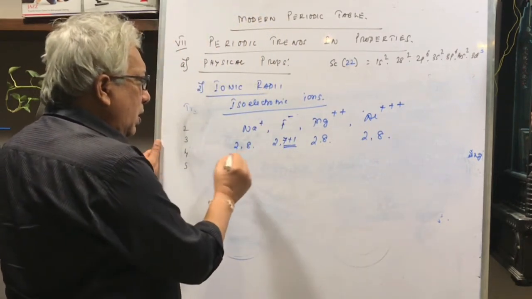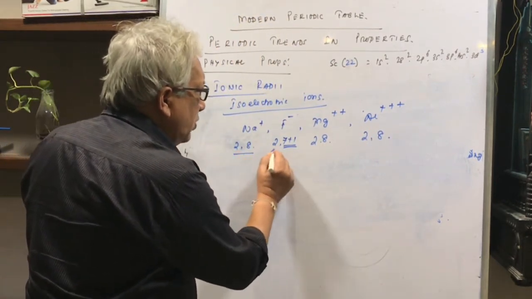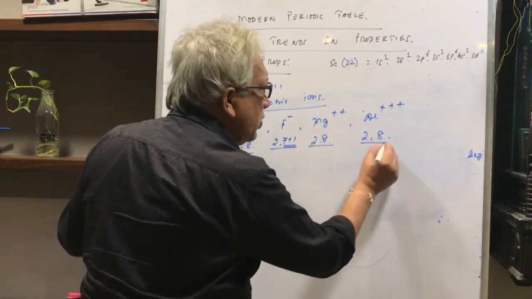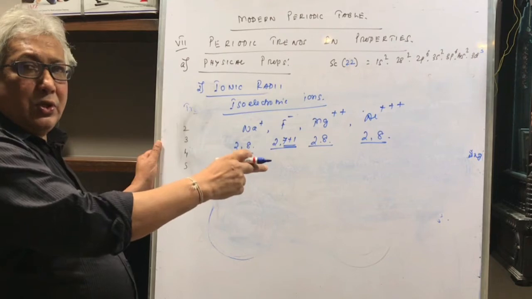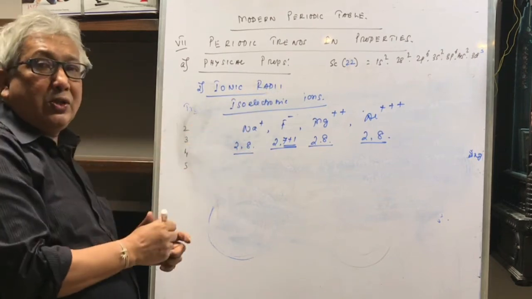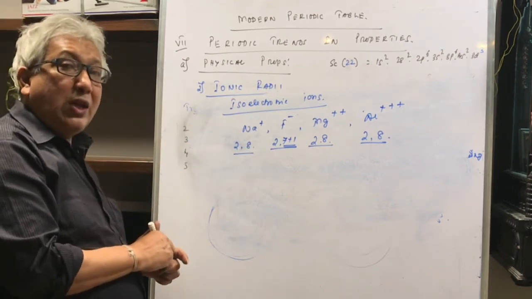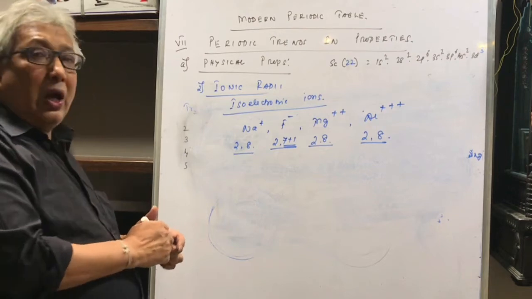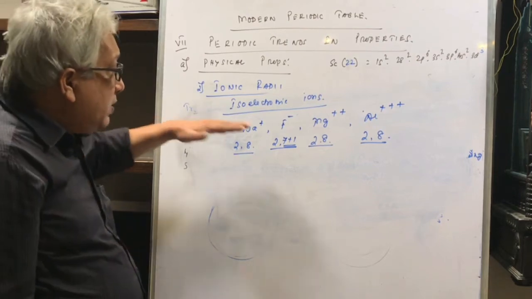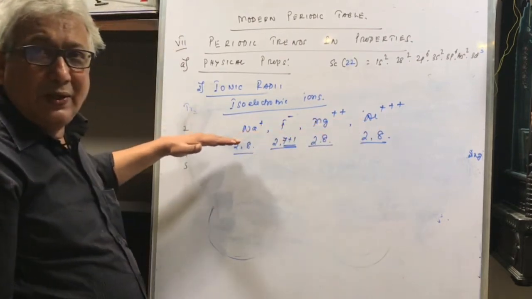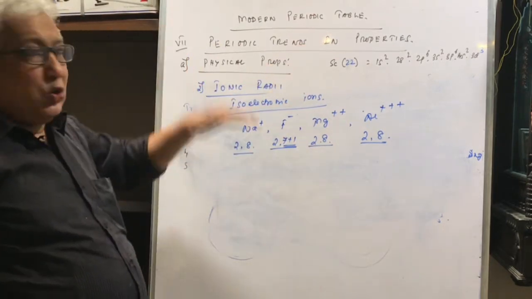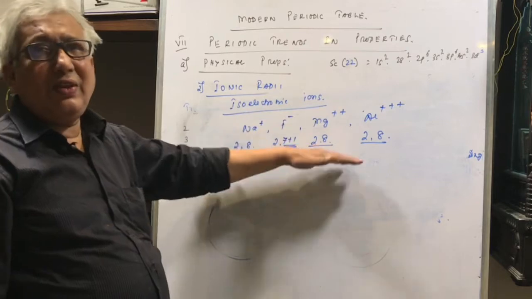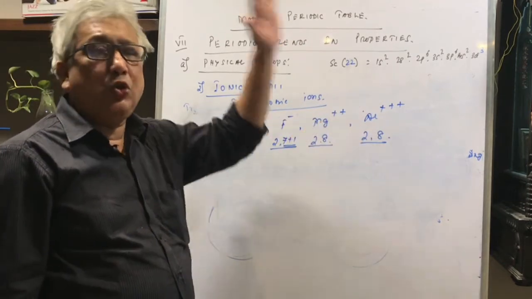So ultimately, this has got how many electrons? 10 electrons. This has got 10 electrons. So they have the same number of electrons. They are called isoelectronic ions. So therefore, what are isoelectronic ions? Isoelectronic ions are the ions of different elements having the same number of electrons.